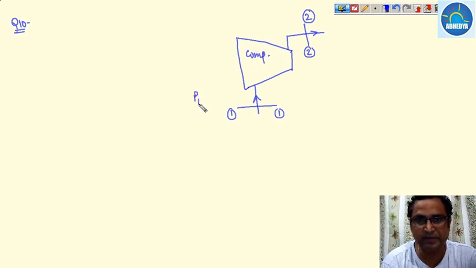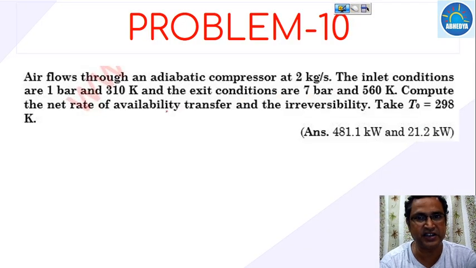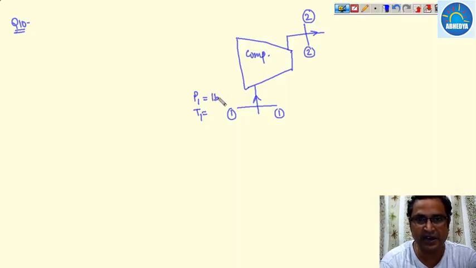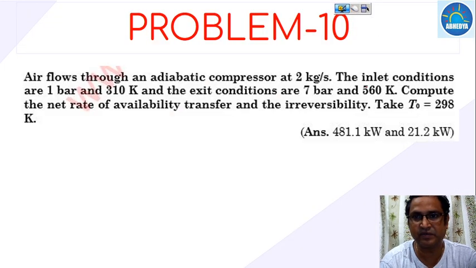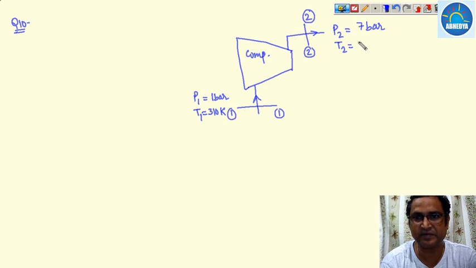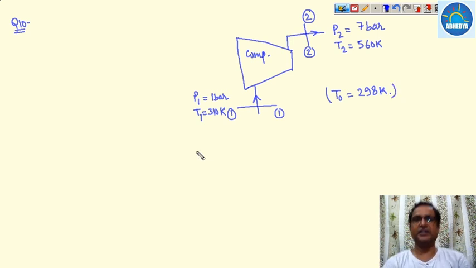Now the pressure and temperature at the inlet condition are given as 1 bar and 310 Kelvin, and the outlet condition, the pressure P2 and temperature T2, is given as 7 bar and 560 Kelvin. The ambient temperature T naught is given as 298 Kelvin. This is the ambient condition given to us.